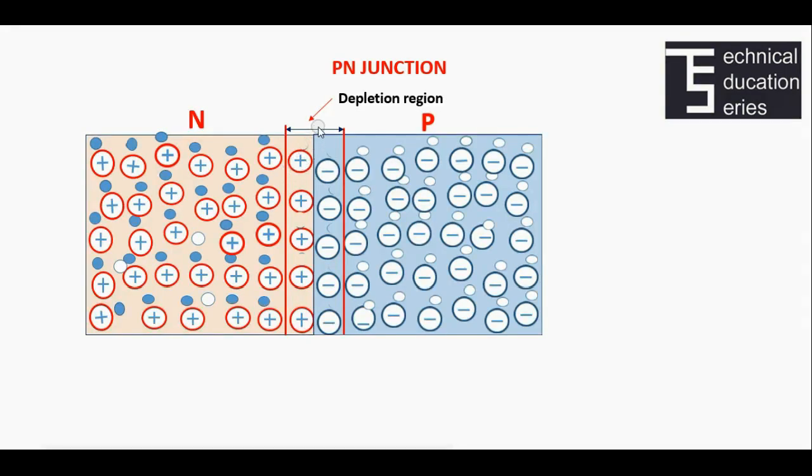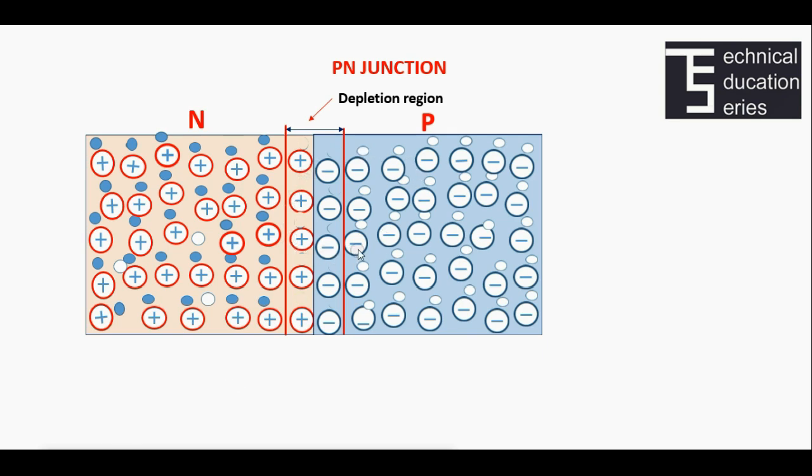Due to the presence of this depletion region, further diffusion of charge carriers will be prevented. That is, when an electron is trying to cross the junction, the negative charge in the P region will repel the electron back to the N region. Similarly, when a hole is trying to cross the junction, this positive charge will repel the hole back to the P region. So the electrons in the N region and holes in the P region are depleted on both sides.